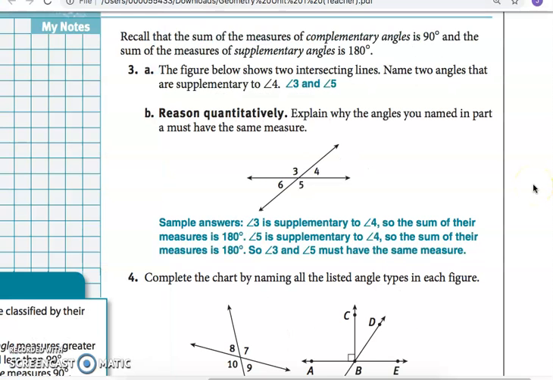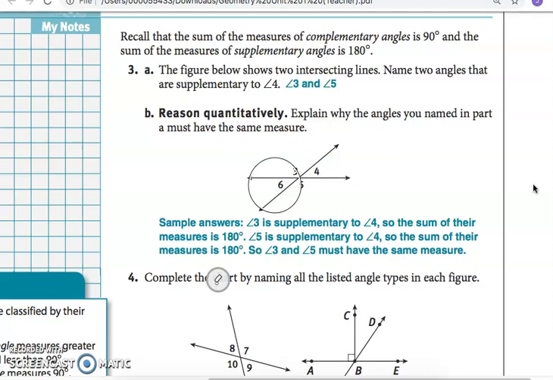So the answer to part A is that angle 3 and angle 5 are both supplementary to angle 4. And the way you can tell is because angle 3 and angle 4 form a straight line. A straight line we know is 180 degrees, so if the measure of angle 3 combined with angle 4 makes a straight line, then the 2 angles together have to add up to 180 and they're supplementary.